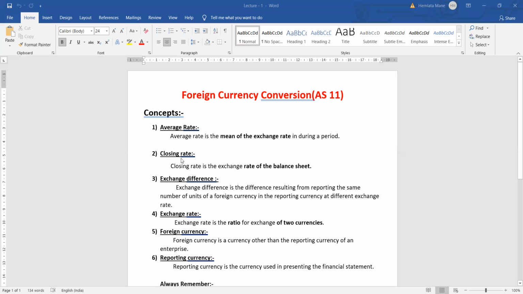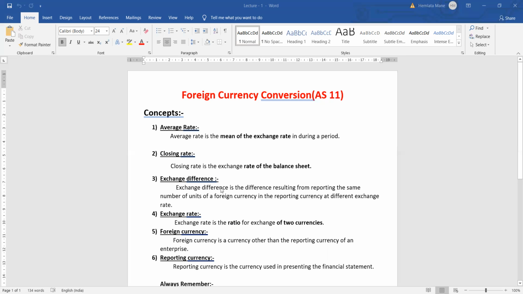Next is closing rate. Closing rate means what? Closing rate is the exchange rate of the balance sheet. Means when your balance sheet closes, suppose on 31st March, then the rate of 31st March is the closing rate.